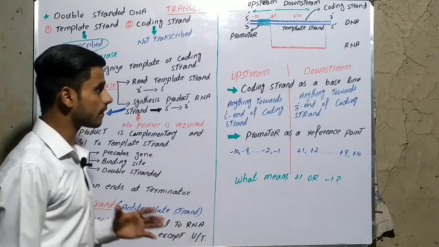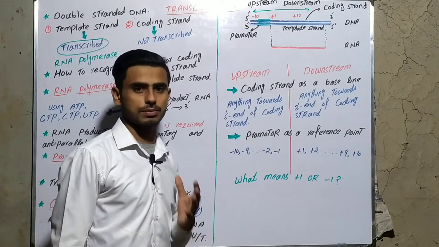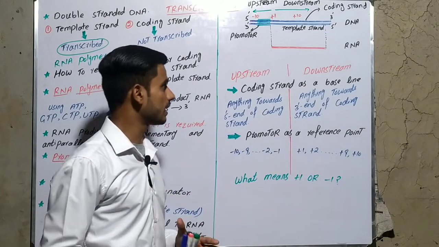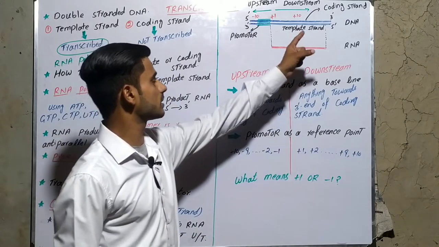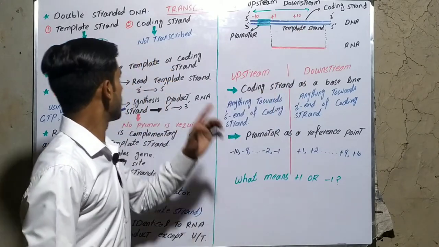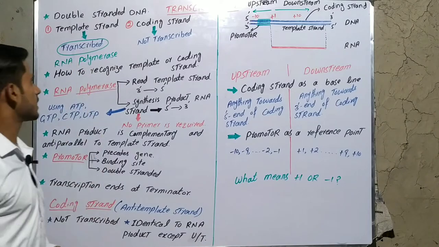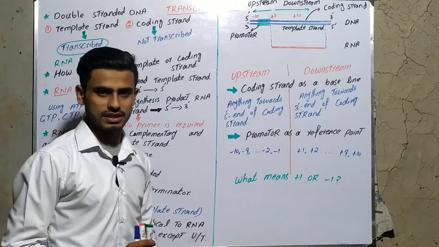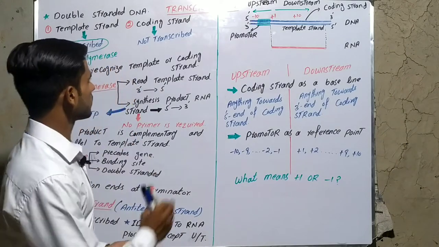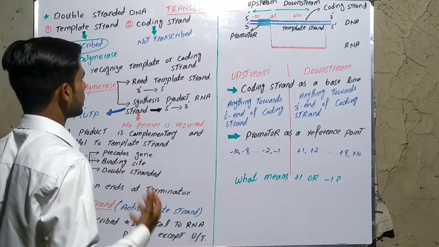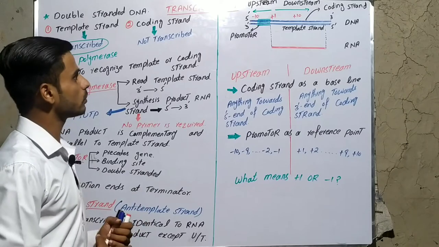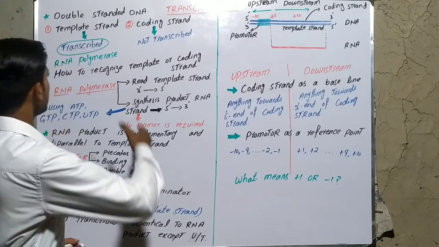So what is the definition of transcription? The definition is this: synthesis of RNA using DNA as a template with the help of the enzyme named RNA polymerase. Okay, so this was the definition. But how basically does this process happen? We are going to discuss that, so let's continue.